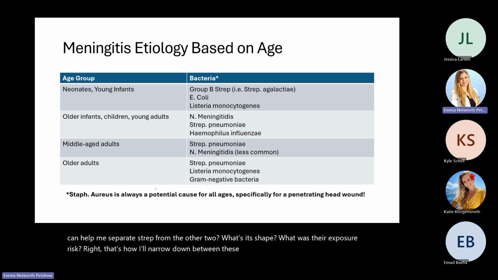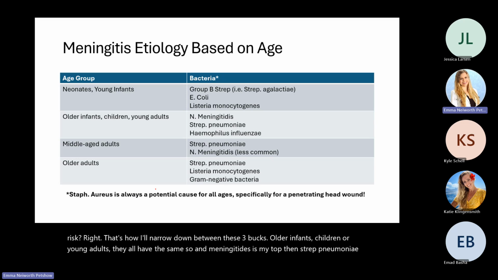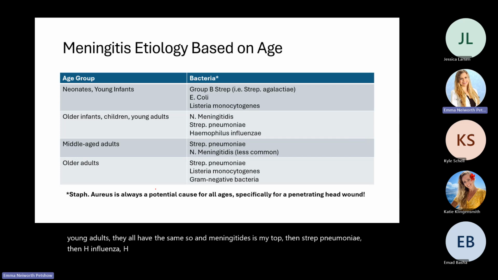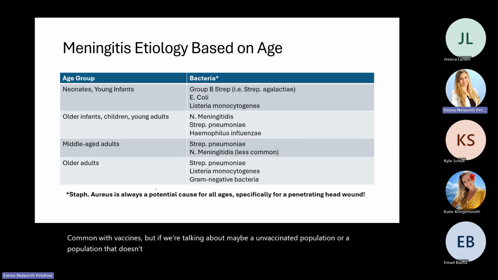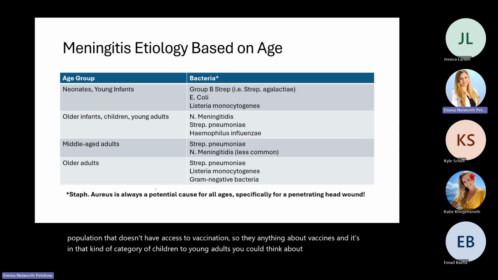Older infants, children, or young adults all have the same. N. meningitidis is my top, then Strep pneumoniae, then H. influenzae. H. influenzae would be less common with vaccines, but if we're talking about an unvaccinated population, or a population that doesn't have access to vaccination, and the question mentions anything about vaccines in that category of children to young adults, you could think about H. influenzae, H. flu. For middle-aged adults, really Strep pneumoniae.